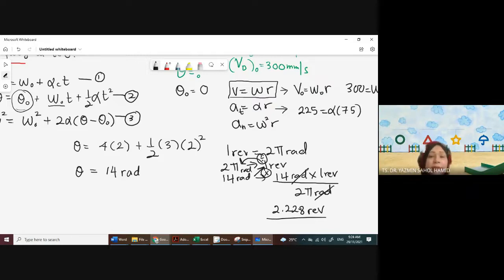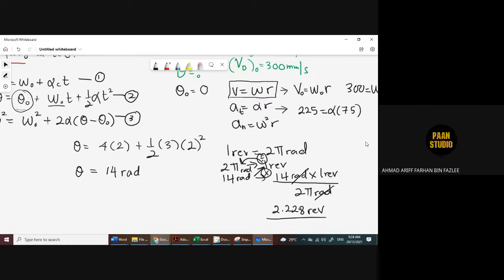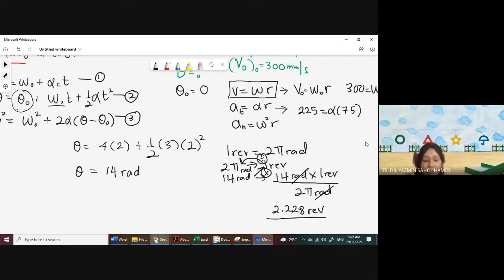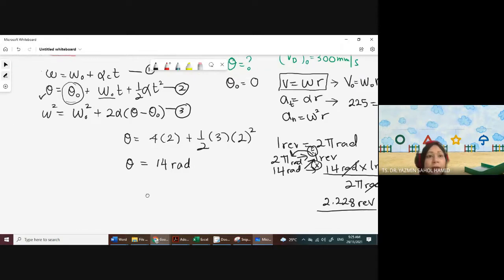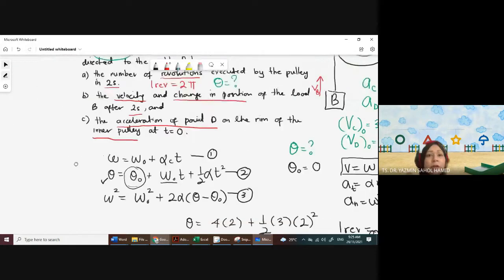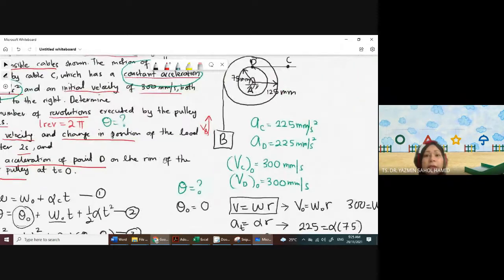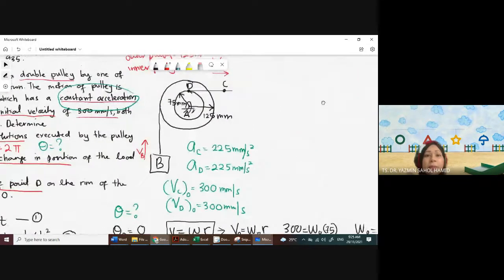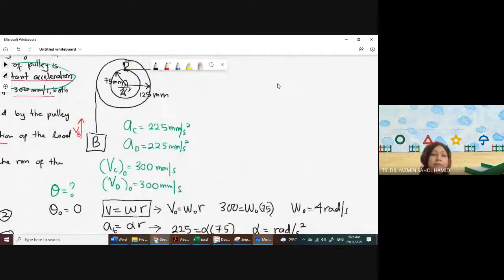Okay, tak apa. Good. Alright, now next question. Apa the next question? The velocity and change in position of load B after 2 seconds. Okay, now cuba tengok dalam gambar. So sekarang ni dia nak velocity of load B. So kalau dia nak velocity, you nak pakai formula apa? Velocity of block B. Dia nak velocity of block B, betul tak?